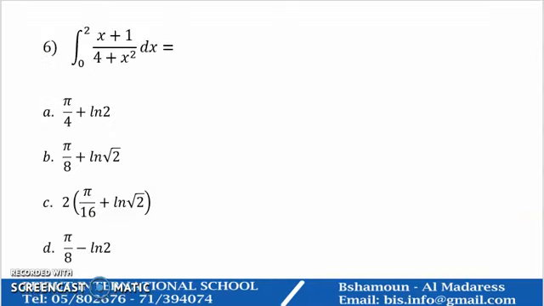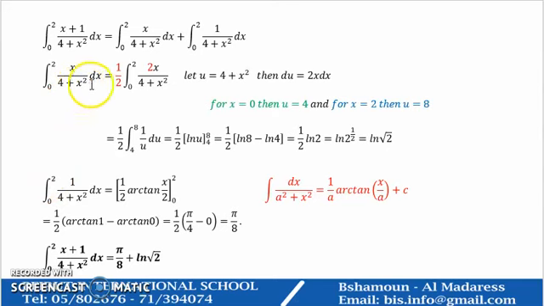And the last question here: I have the integral from 0 to 2 of x plus 1 over 4 plus x squared dx. And here I have 4 proposed answers. First of all, I can separate this integral into the integral from 0 to 2 of x over 4 plus x squared dx, and the integral from 0 to 2 of 1 over 4 plus x squared dx.